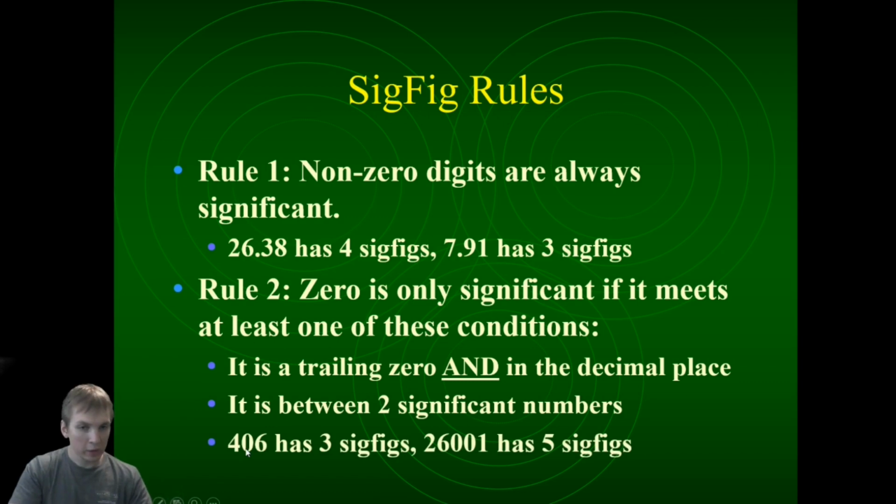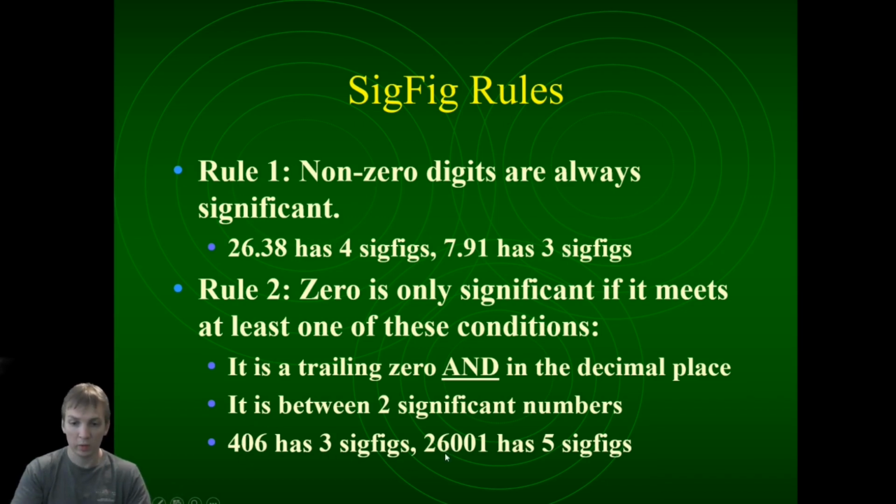406. Following just rule number 1, 4 is not 0 and 6 is not 0, so we have at least 2 sig figs. But what about this 0? When is this 0 significant? Well, it looks like this 0 meets this rule right here. It is between 2 significant numbers. So 406, this 0 is sandwiched between this sig fig, 4, and this sig fig, 6. So if it's sandwiched in between, it counts. So this number 406 has 3 sig figs.